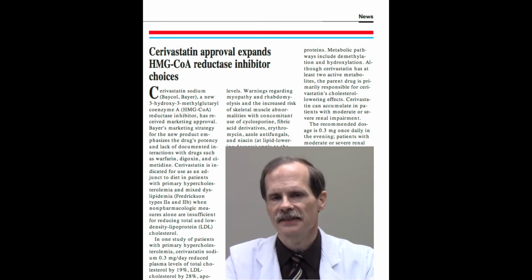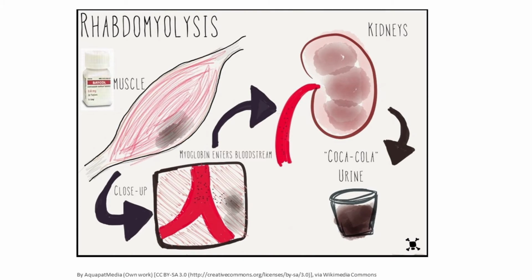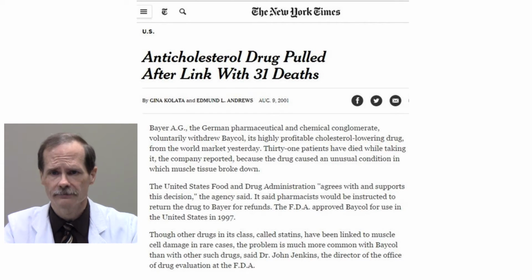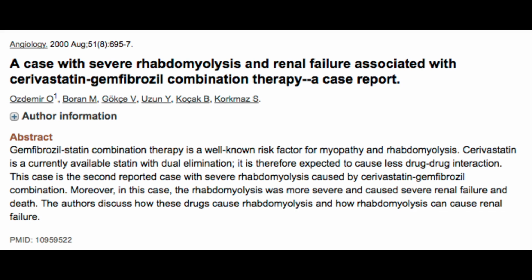In 1997, the FDA approved cerivastatin to treat high cholesterol. While all statins are thought to put patients at risk for a type of muscle damage called rhabdomyolysis, cerivastatin appeared to be particularly dangerous and was withdrawn from the market after dozens of people died due to kidney failure caused by rhabdomyolysis. Some of the people who suffered rhabdomyolysis while on cerivastatin were also taking gemfibrozil, another cholesterol drug.